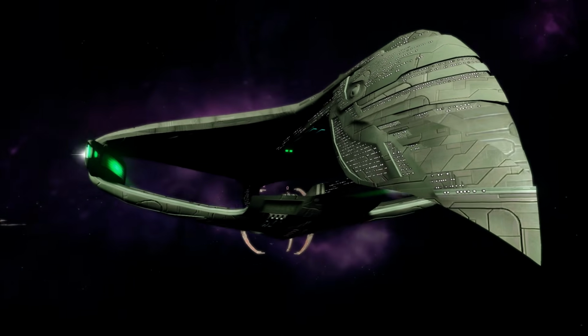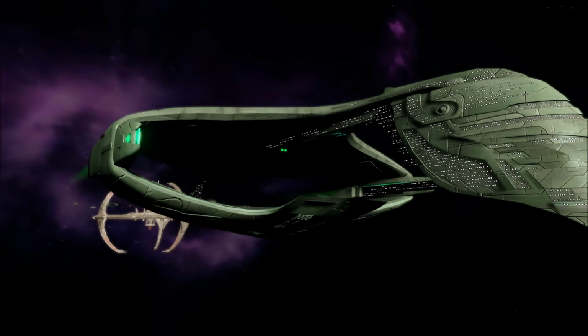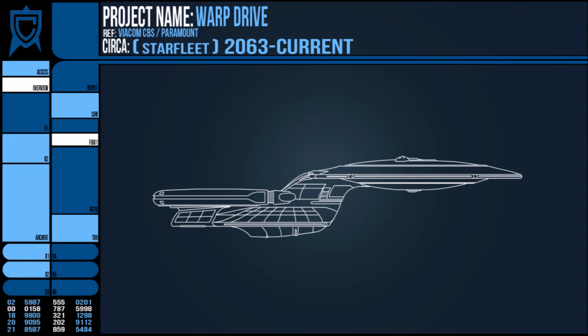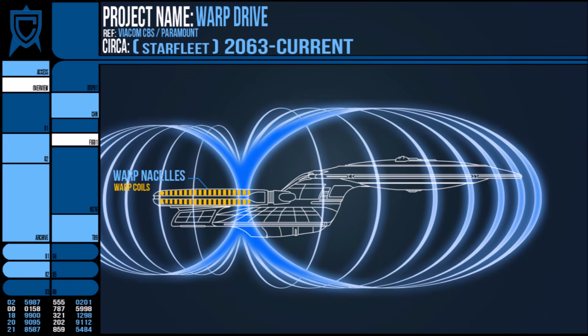The warp bubble itself can be generated by a number of technologies, but the most common by far is the use of warp nacelles. These are lined with warp coils that produce a warp field in a similar way as electromagnets forming a magnetic field.